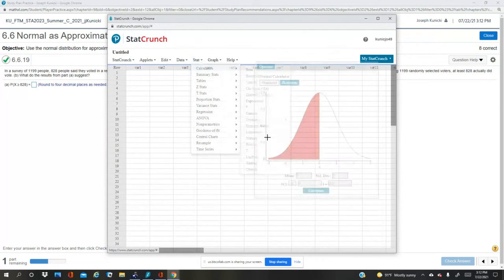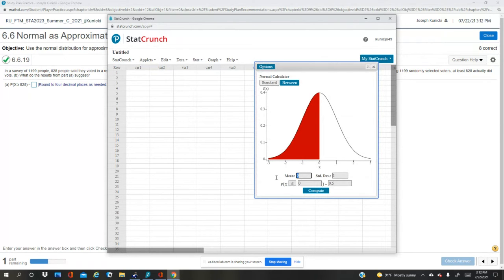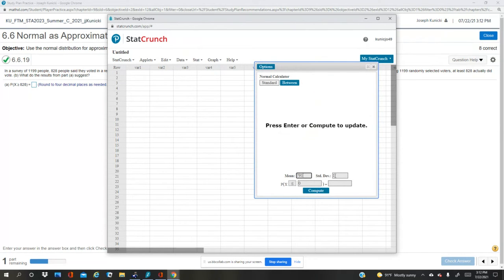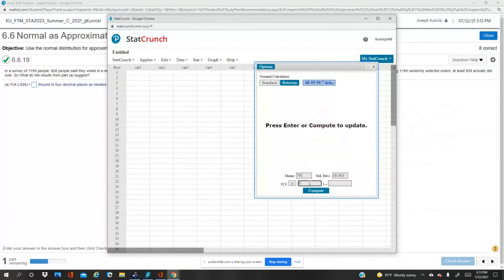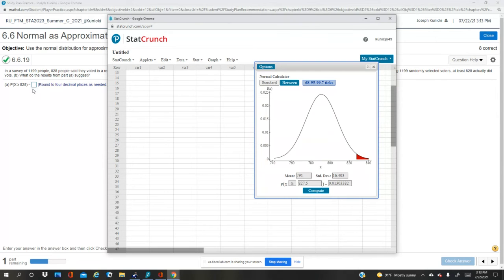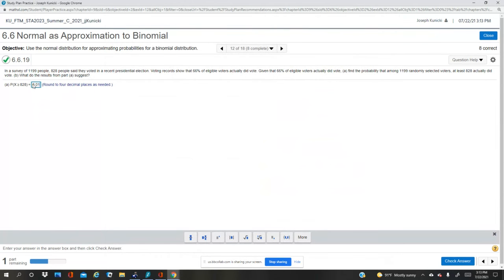So open up StatCrunch. Calculator, normal. First set the mean. The mean was 791. That's mu. Standard deviation was 16.403. That's our sigma. We want the probability that x is greater than or equal to 827.5. Compute. 0.0130, or 1.3%. Small number.